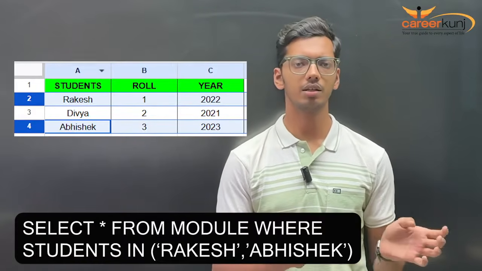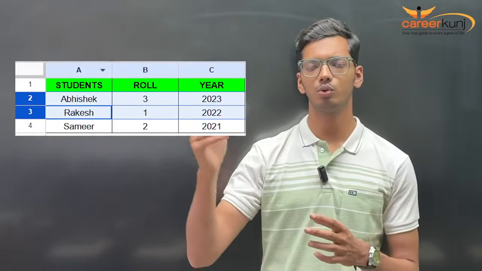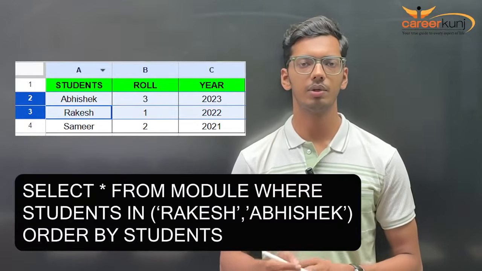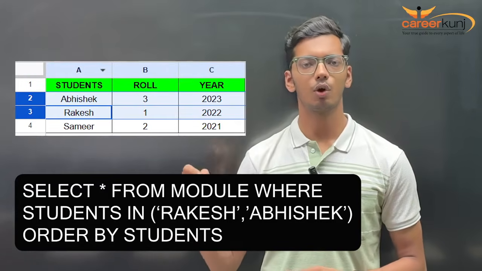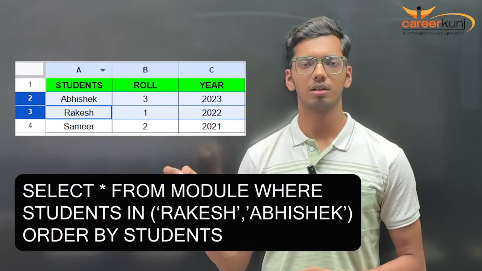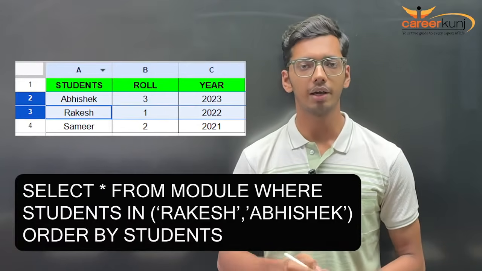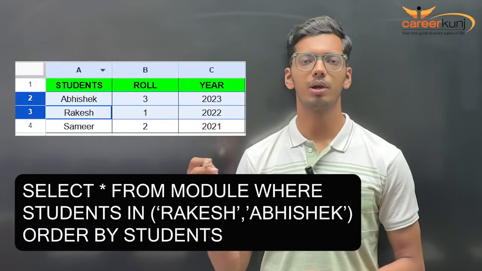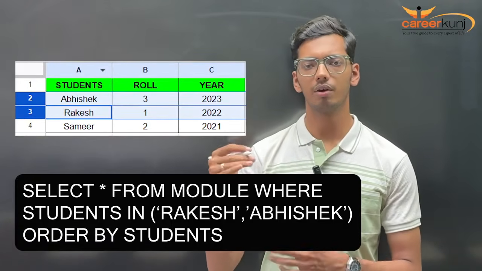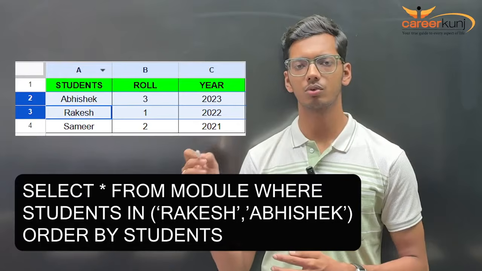Apart from that, let's say I get the result. What are the things that we do in Excel? We also do the sorting thing, right? So that's where we'll come now. Now my query will be select star from module where students in Rakesh, Abhishek order by students. Now what does this order by mean? This is nothing but your sorting data, right? I want to sort it alphabetically, so I will write order by students.